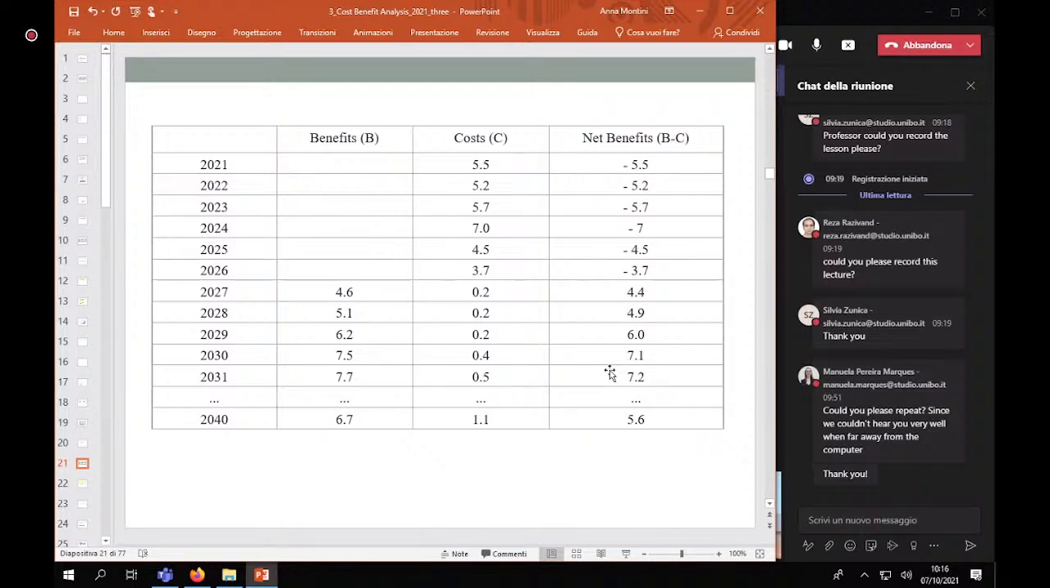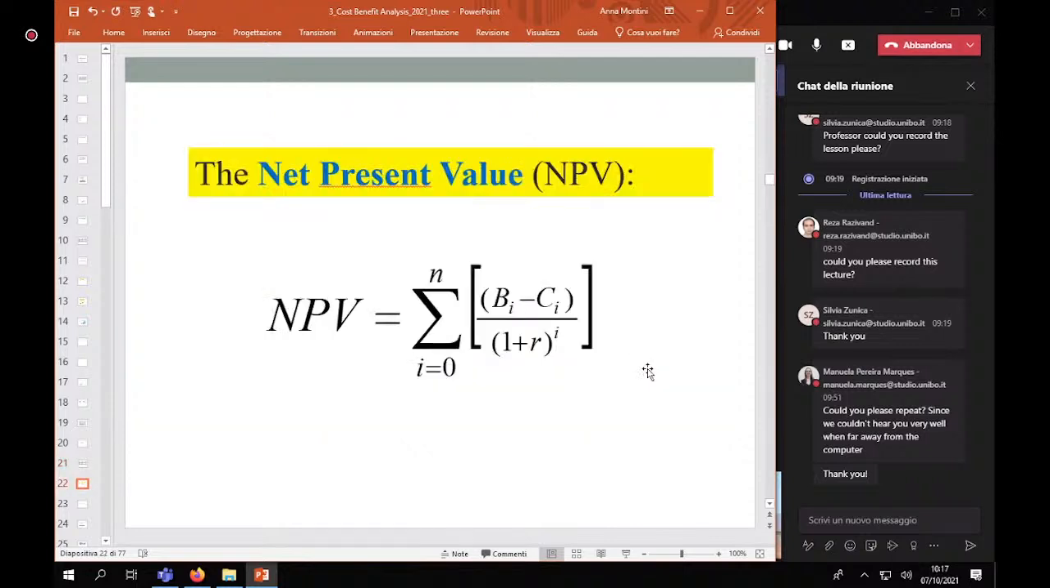All of these are nominal values. So this is the reason why I cannot sum up all the net benefits, because I am avoiding considering the proper calculation of present values. What is the net present value? The net present value is the sum of all the discounted net benefits. The sum of all the discounted net benefits.